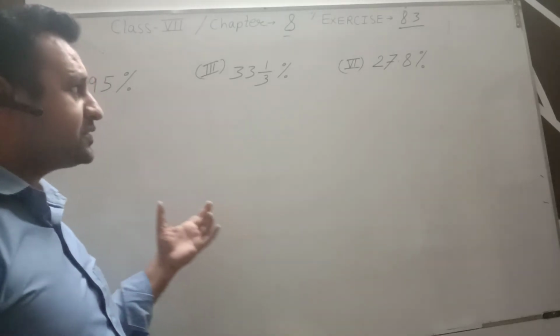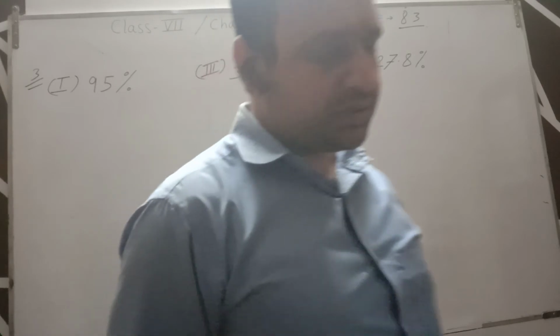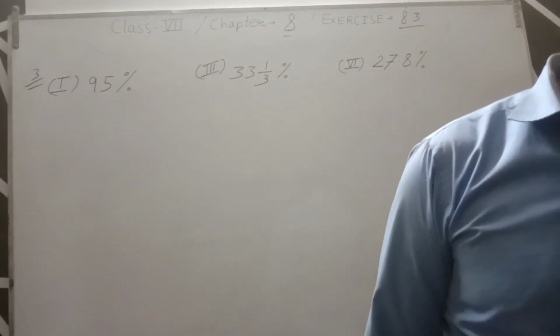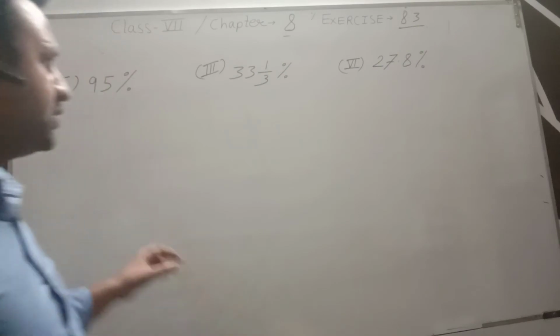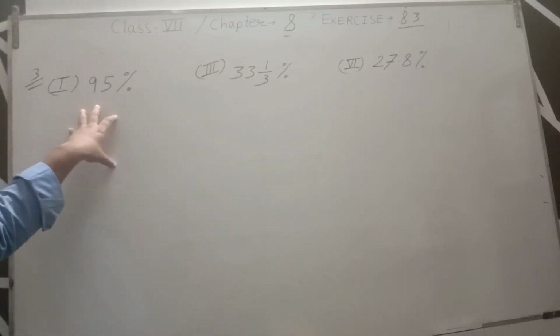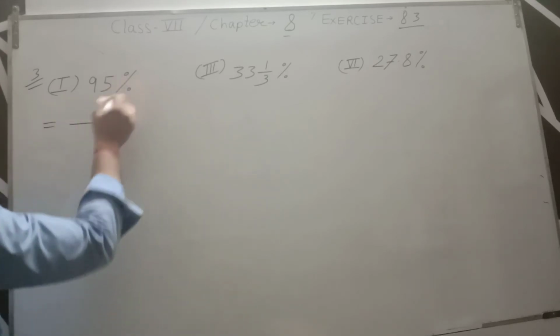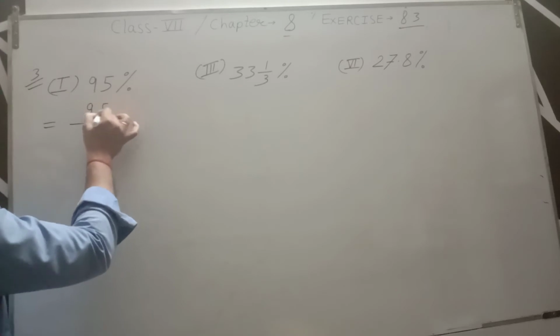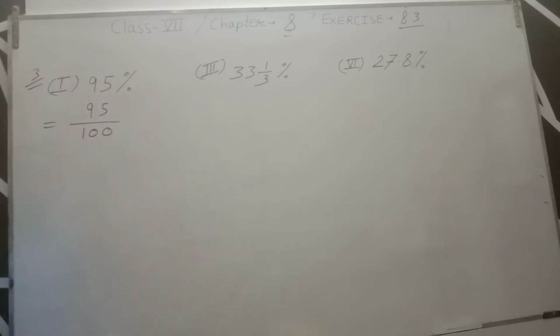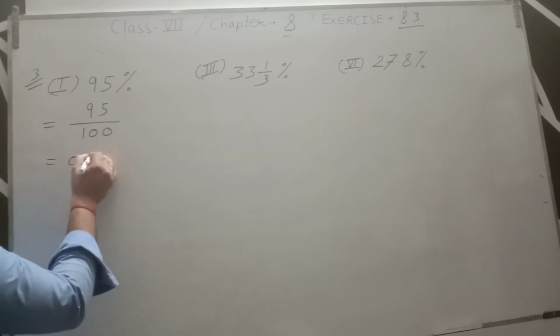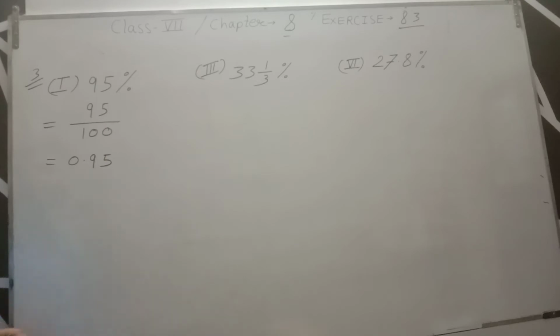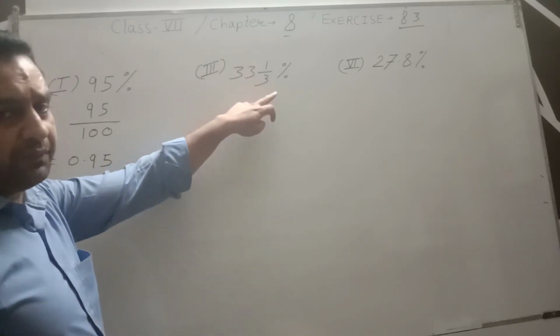Okay students, now we discuss question number 3. In question number 3, express the following percents as decimals. In this question, a percentage is given and we have to convert it to a decimal. First part, 95%. We know that to remove the sign of percentage, we note down 100 in the denominator. Now, because in the denominator there is 100 which contains 2 zeros, there must be 2 digits after the decimal. So the answer is 0.95.